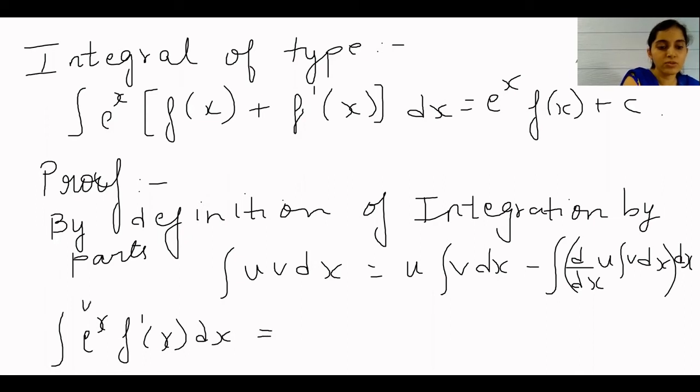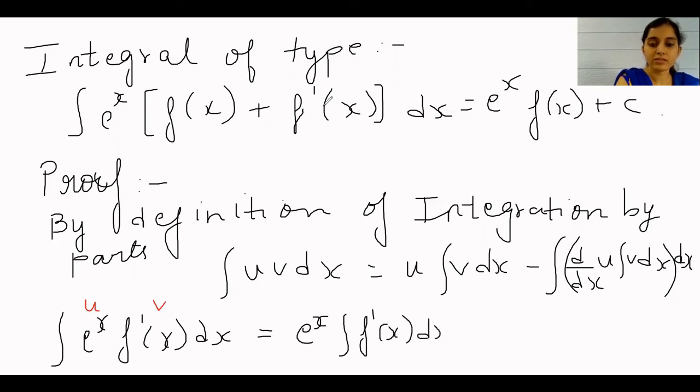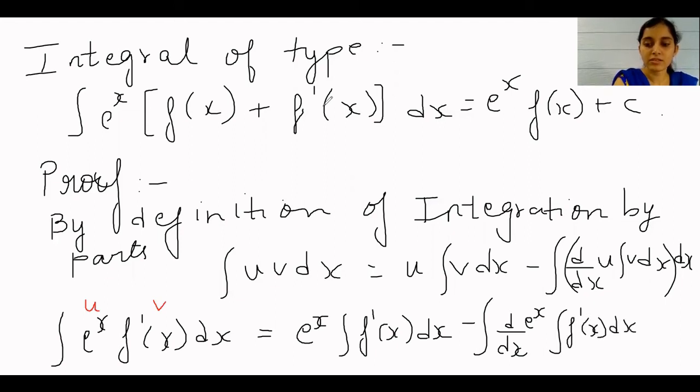So this is u. Let's put it in a different color. So this is u and this is v. Okay, let us use integration by parts for this function. So u v dx, so e raised to x integral f dash x dx, minus integration d by dx of e raised to x integral f dash x dx. Okay, let us solve this part.